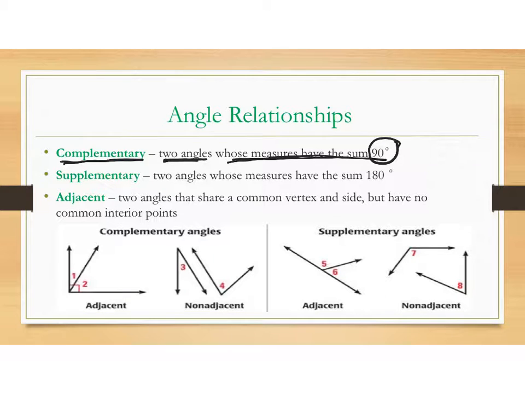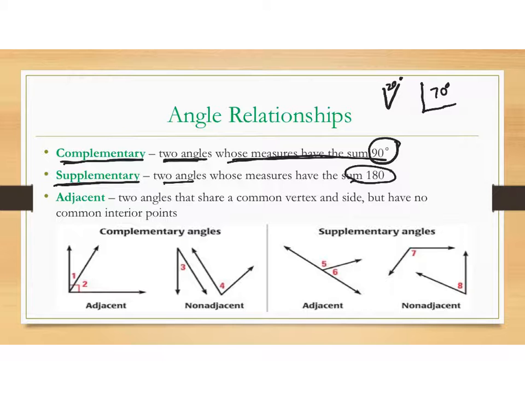They don't have to be touching each other. They could be separate. One could be 20 degrees. The other could be 70 degrees. Any combination that would make 90 degrees when you add them together would be complementary angles. The other term that sounds a lot like it is supplementary angles. Whenever we have 2 angles and their measures have the sum of 180, we call those supplementary angles.